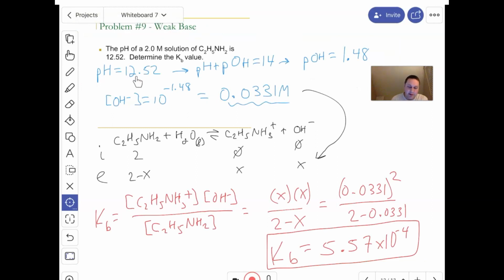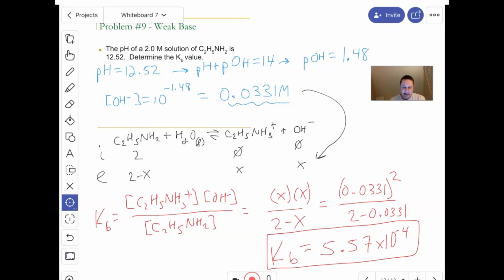All right, so here's how I did the question. I first started with pH, and I wanted to figure out what pOH was first, right? So I use this relationship that if you add pH and pOH, it has to always equal 14. So I plug in pH here, I can solve for pOH and get 1.48. Then I use that and said, okay, 10 to the negative pOH power gives me hydroxide. So here's my molarity of hydroxide.